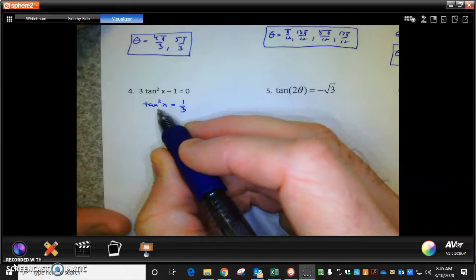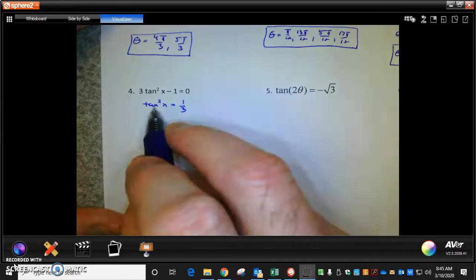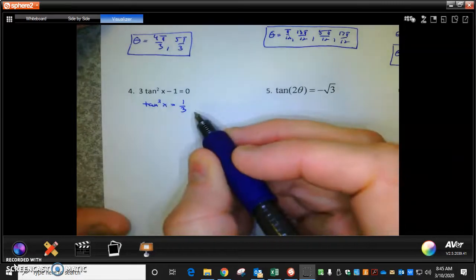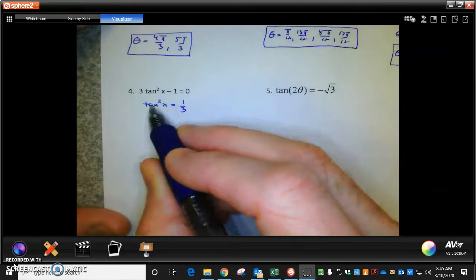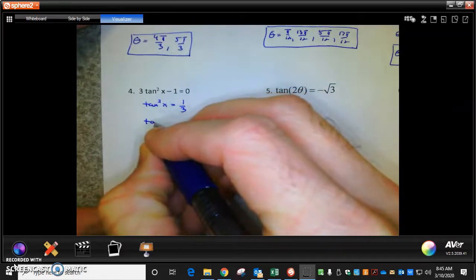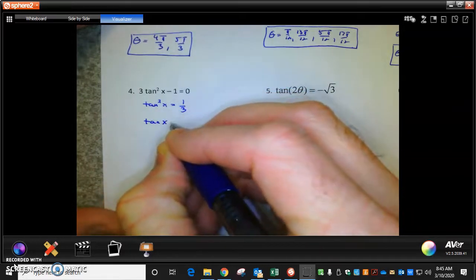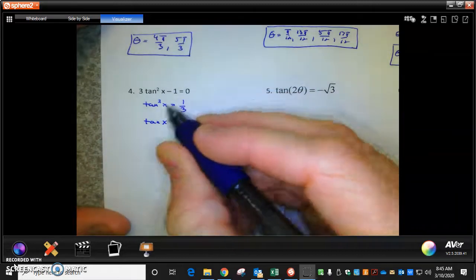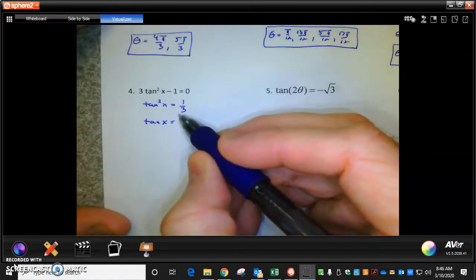Now, at this point, you can't move the tangent over yet. You don't have a tangent. You have a tangent squared. So we're going to have to take the square root of both sides to get rid of that. So if I take the square root of this side, I'll just have the tangent of x. On this side, I'm taking the square root of this whole thing.